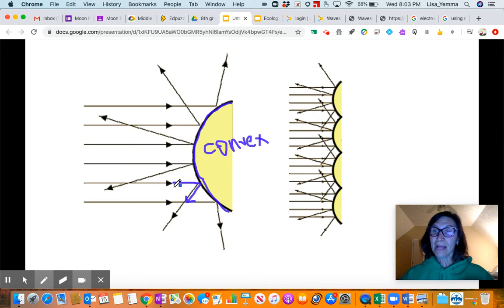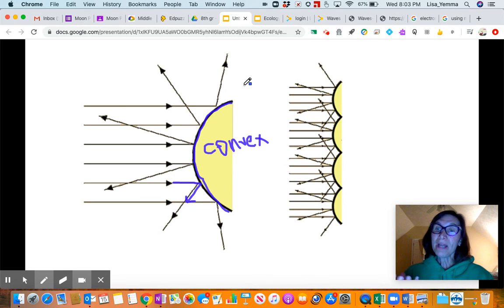Think of this as sound. If the sound comes in, because waves could be sound, waves could be light, and it's bouncing and it's really bouncing and it's not a concentrated bounce, the noise I hear is going to be muffled or spread out and it's not going to be understandable.